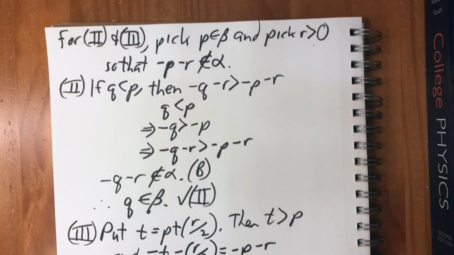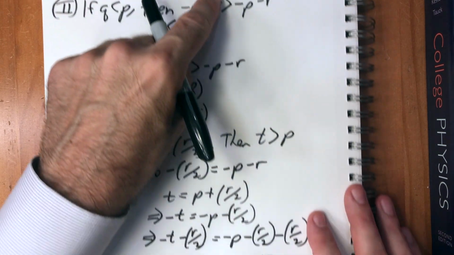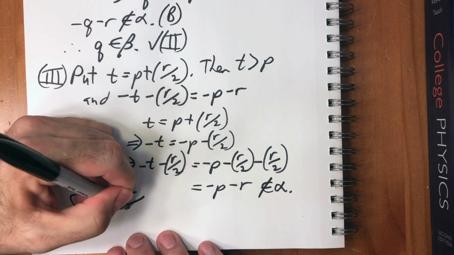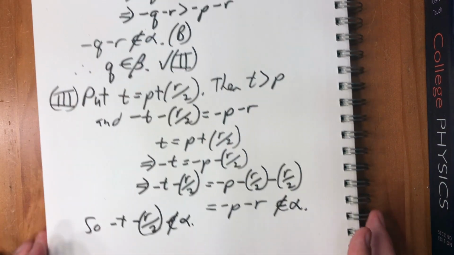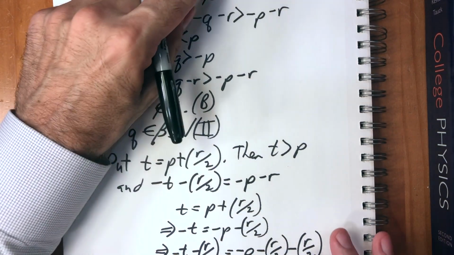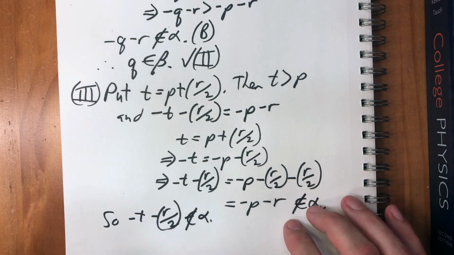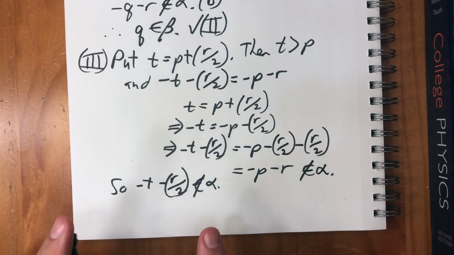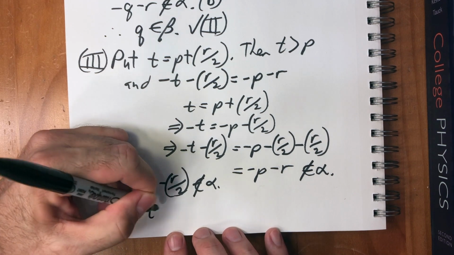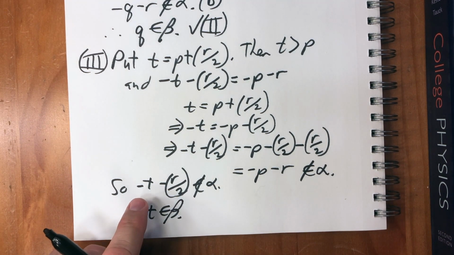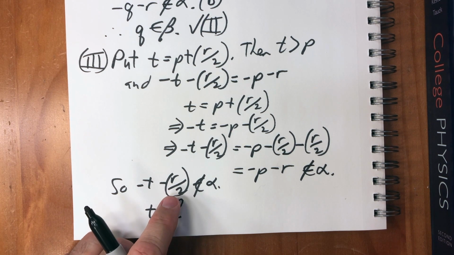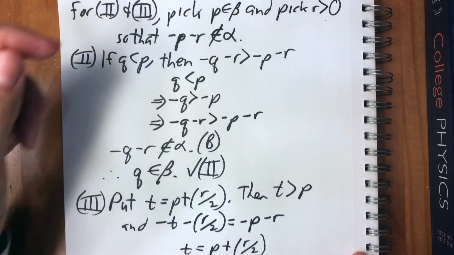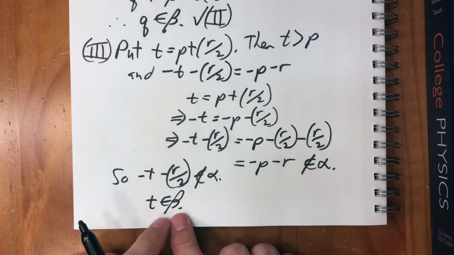But we started with minus p minus r is not in alpha. So minus t minus r divided by 2 is not in alpha. So we just showed 3, because we started with an element of beta. Then we found an element that's bigger than that element. We found t that's greater than p, and we showed that it's still not in alpha, which means that t is an element of beta, right? Because if the inverse of the element minus some rational number larger than 0 is still not in alpha, that's the definition of an element of beta. So if we start with p and we define t in this way, then we're still going to be inside beta. That's 3.